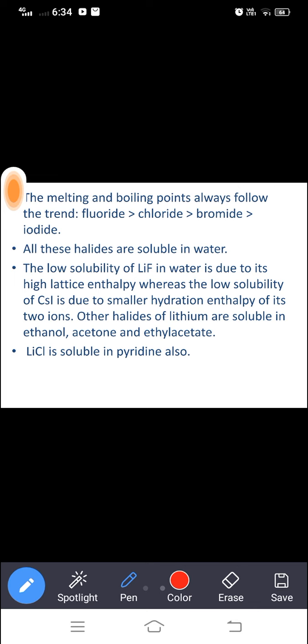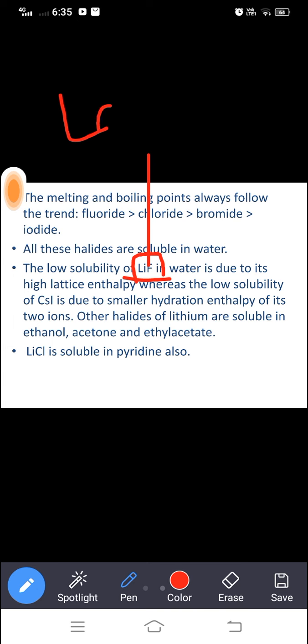All the halides are soluble in water. Mostly the halides are soluble in water. Like sodium chloride you have in your home, when you put it in the water, it will be soluble. And there is only one halide exception. What is that? Lithium fluoride. Lithium fluoride in water will not be soluble, or it will be low soluble, or mostly insoluble, you can say. The reason I already mentioned to you.